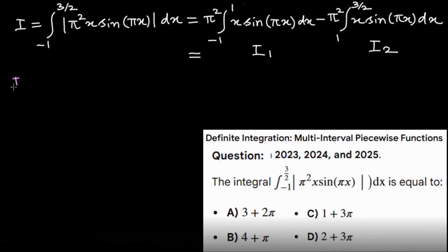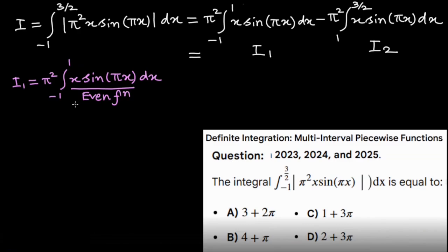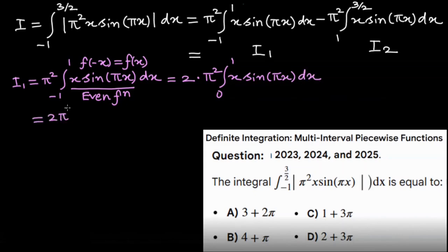Let us solve I1. Pi square integral from -1 to 1 x sine pi x dx. We observe that x sine pi x is an even function. Why? Because here we get f of minus x equals f of x. Therefore, its integral will be 2 times pi square integral from 0 to 1, and not from -1 to 1, x sine pi x dx. That will be 2 pi square.